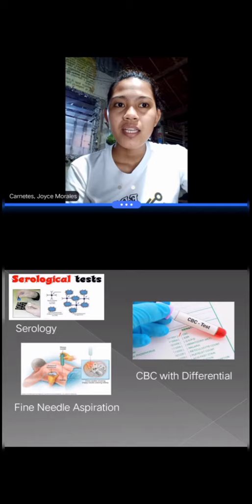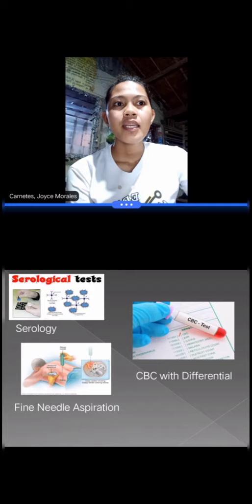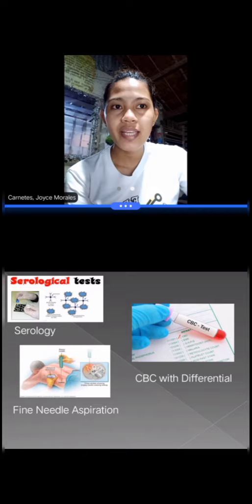Next is the fine needle aspiration. So a long thin needle is inserted into the suspicious area and then a syringe is used to draw out fluid and cells for analysis. It helps to make a diagnosis or rule out a condition. CBC with differential is used to diagnose and monitor many different conditions.